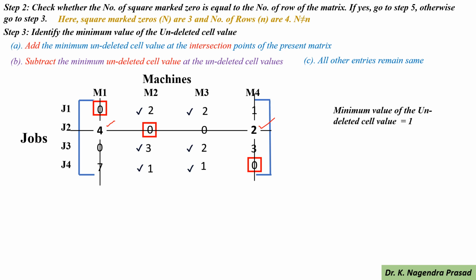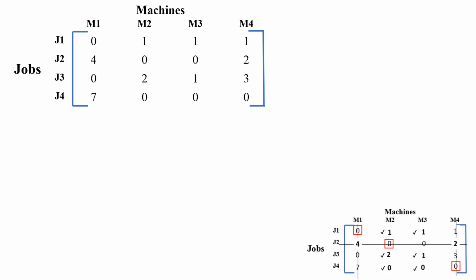Next we have to subtract the minimum undeleted cell value from the undeleted cell values. Now we subtract the value 1 from the undeleted cell values. Then the matrix will become 2 minus 1 is 1, 2 minus 1 is 1, 3 minus 1 is 2, 2 minus 1 is 1, 1 minus 1 is 0 and 1 minus 1 is 0. The remaining values need no change.